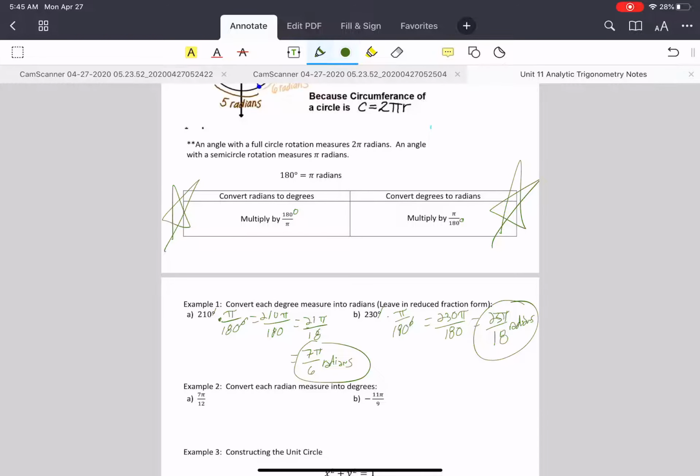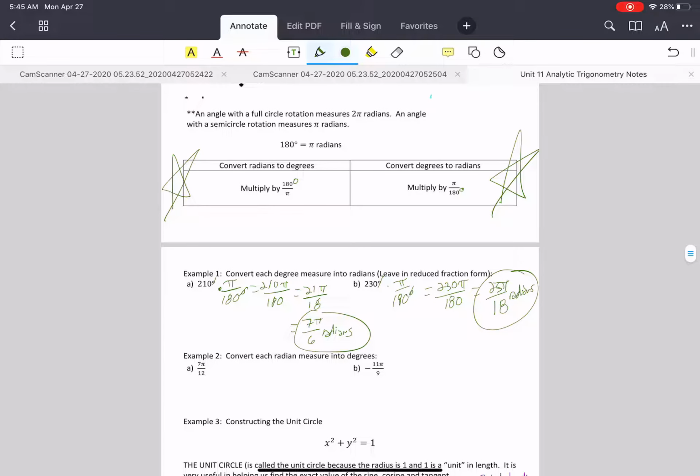Okay. So now let's try some the other way. So this time I'm converting from radian to degrees. So I'm going to use this one, the first one, so that I'm left with degrees on top when I'm done. So the pi's are going to cancel, and then I'm going to multiply my fraction straight across. So I have 1260 degrees over 12. And then divide that through, make sure I have a nice reduced fraction, and I do.